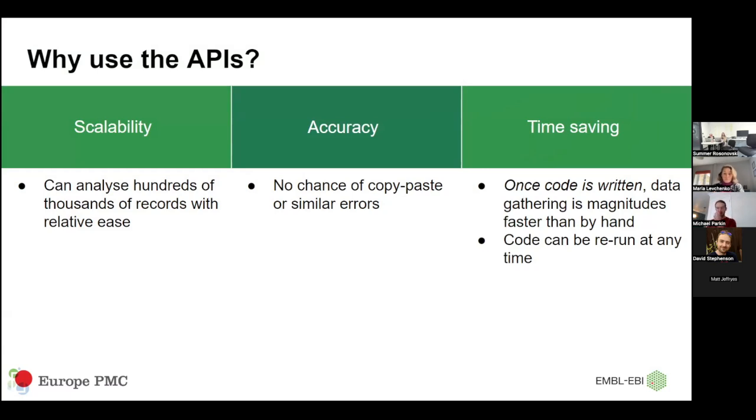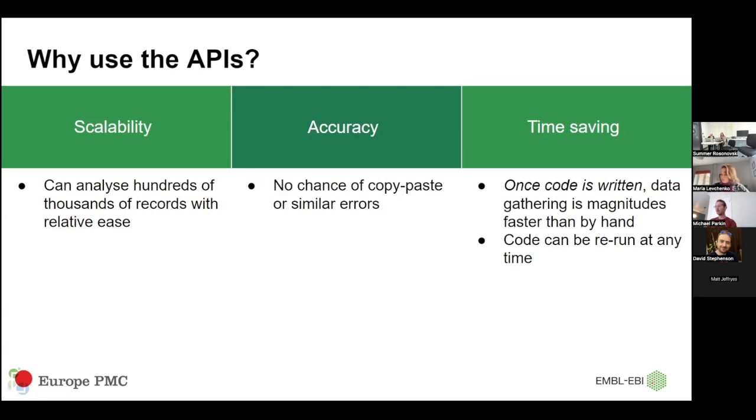The main reason is scalability. When you're starting to do a bit of coding and using APIs, suddenly checking hundreds of thousands of publications becomes relatively trivial. No longer are you going to be manually downloading Excel spreadsheets, spending hours of time looking at individual publications. You can do a huge volume in a relatively short amount of time.